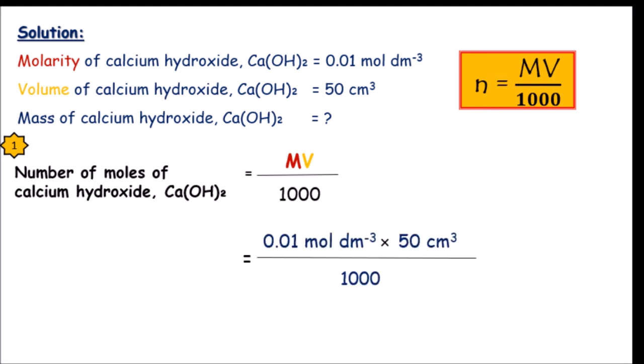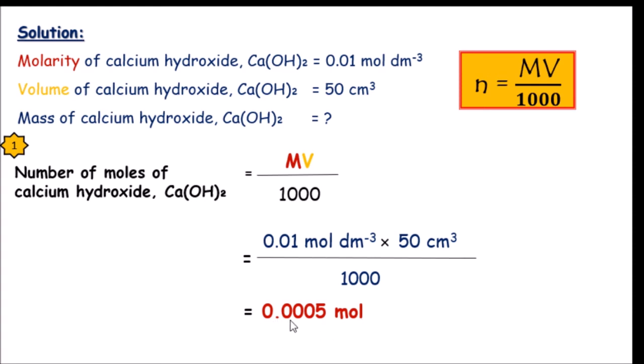Alright, so 0.01 mole per dm cube times 50 over 1000. So now you will get that the answer is equal to 0.0005 mole. So the answer is 0.0005. Can you get the same answer with me?